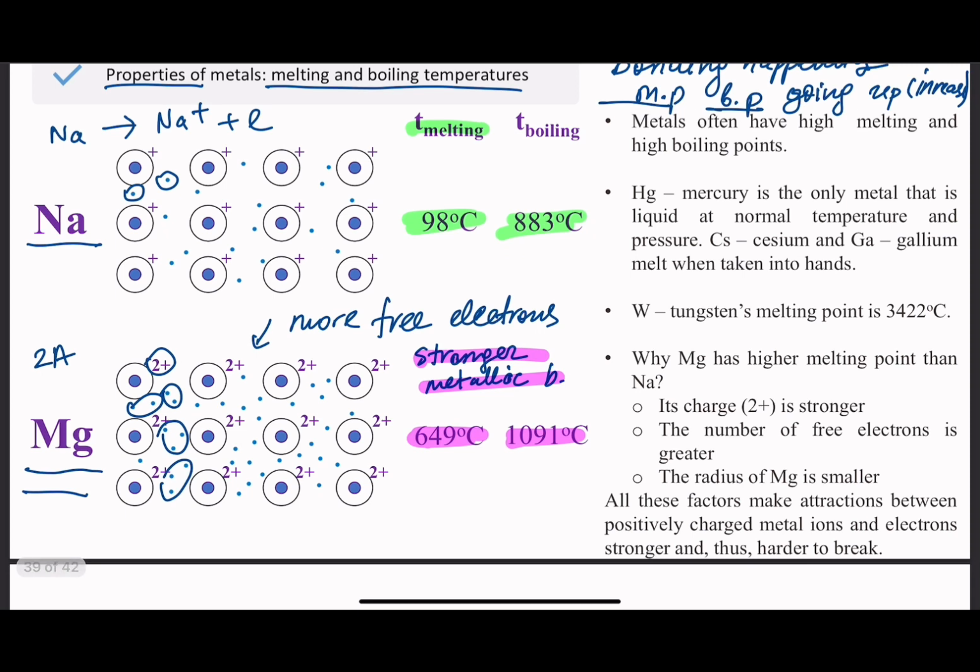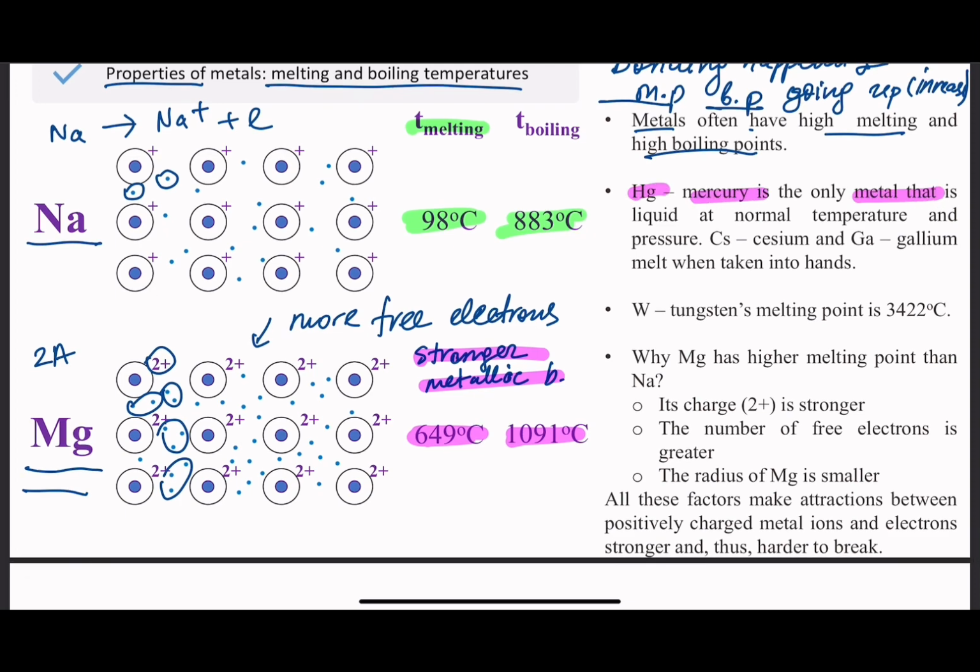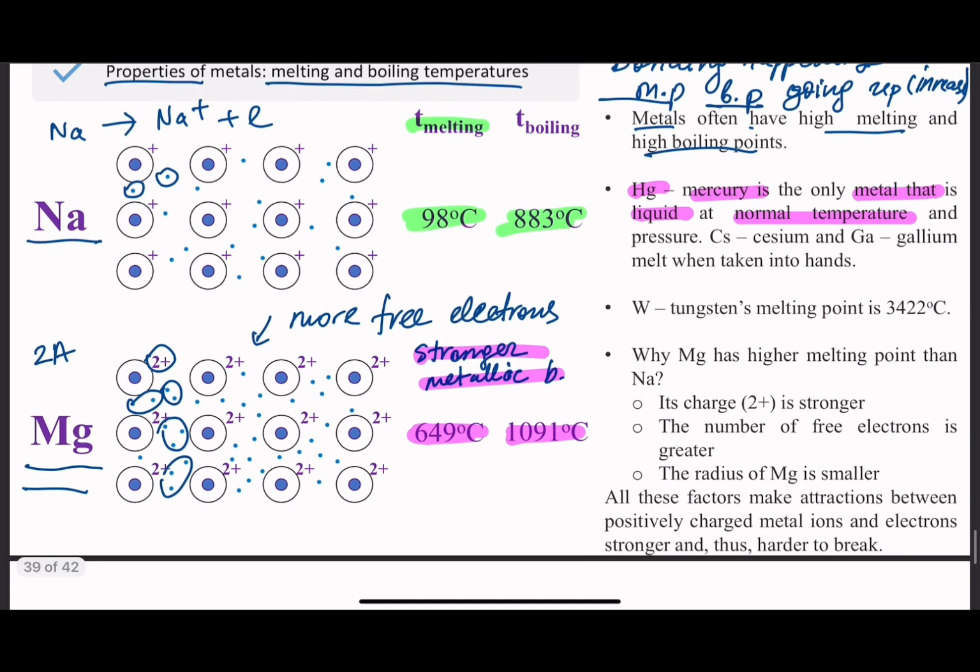So now look here, metals often have high melting and high boiling points. We know this. Metals melt at higher temperatures and boil at higher temperatures. The only exception is mercury, the only metal that is liquid at normal temperature. We know it. We have it inside the thermometer. And cesium and gallium melt when you take them into your hands. And I will explain why. And then we have tungsten. Look at the melting point, so high.